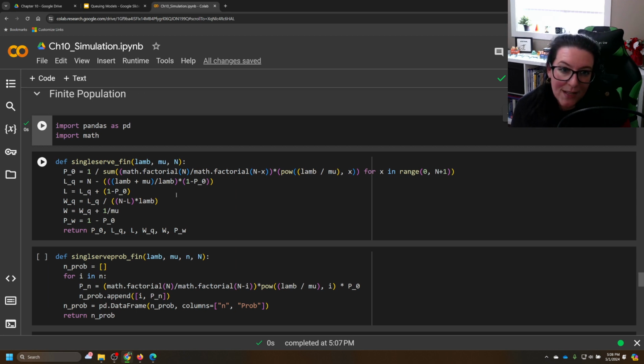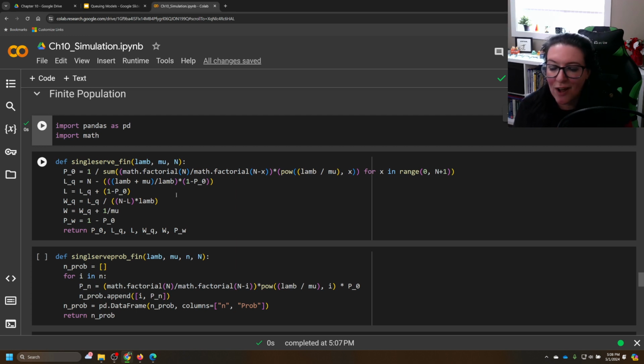So the general process here is to create a function made up of a bunch of formulas to help you as you do some simulations to make your decisions. And if those decisions happen to be to decide how many people are in the queue and what you should do about it, then we already have the formulas for you. So for our single serve with a finite population, we have our formulas here.